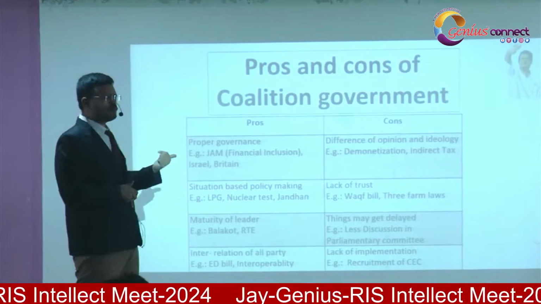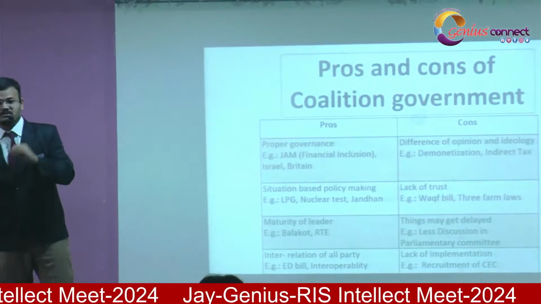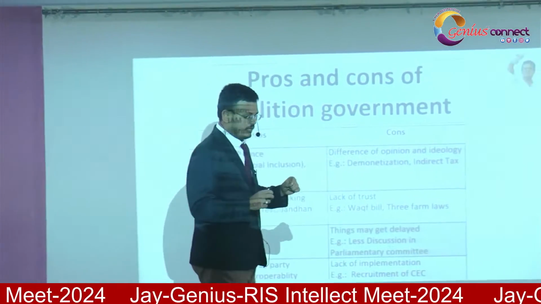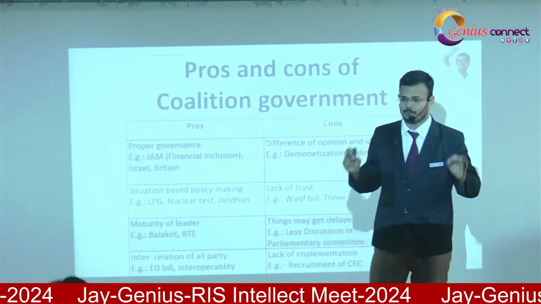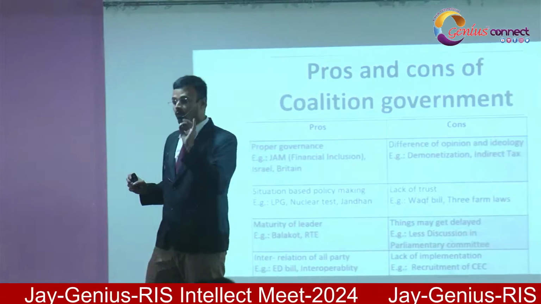What are the pros and cons of coalition government? It leads to proper governance. It means Jan Dhan, Aadhaar and mobile, that is related to financial inclusion. As per 2024 data, 2 lakh crore UPI transactions were recorded in India, which is one of the highest world records.